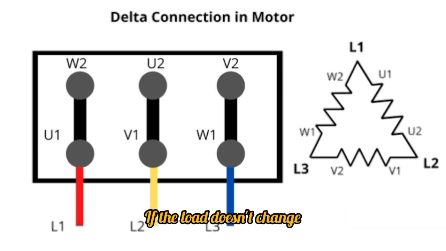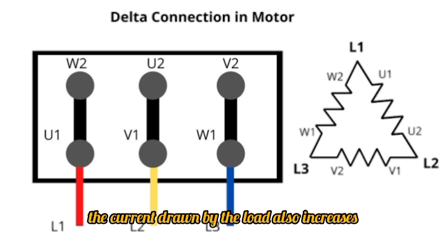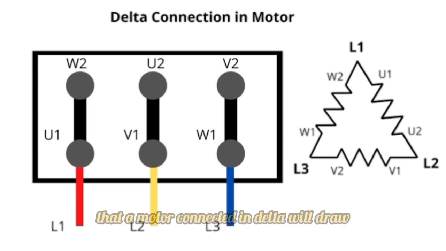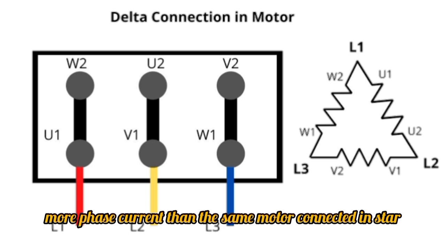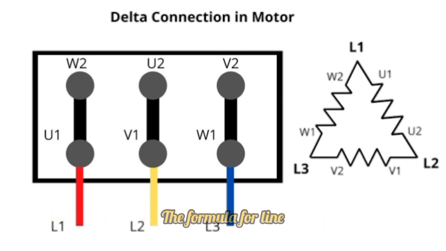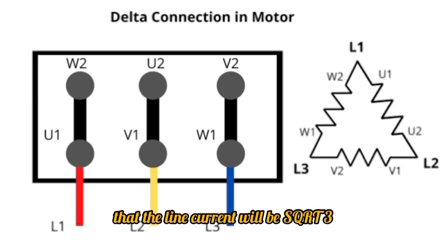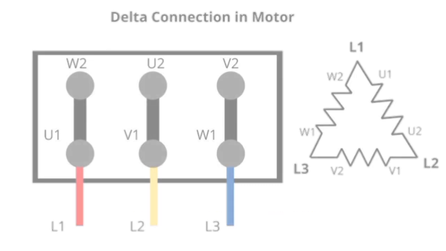If the load doesn't change and the voltage increases, the current drawn by the load also increases. So we can safely say that a motor connected in delta will draw more phase current than the same motor connected in star. The formula for line and phase currents of delta connection describes that the line current will be SQRT 3 times higher than the phase current.